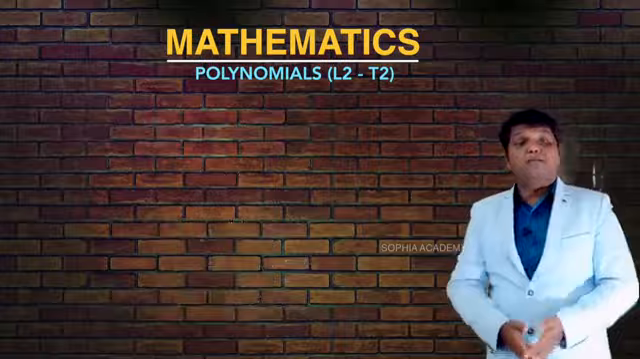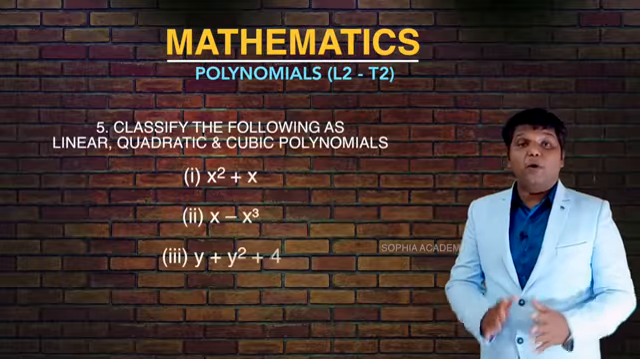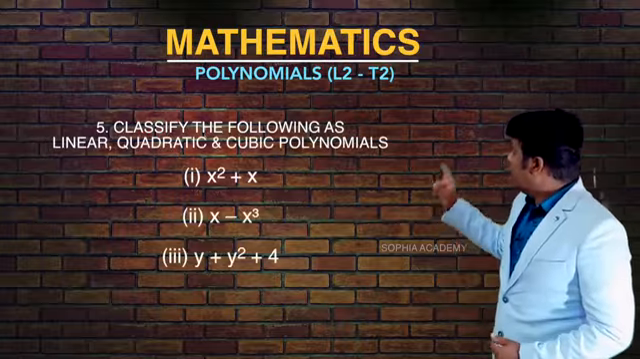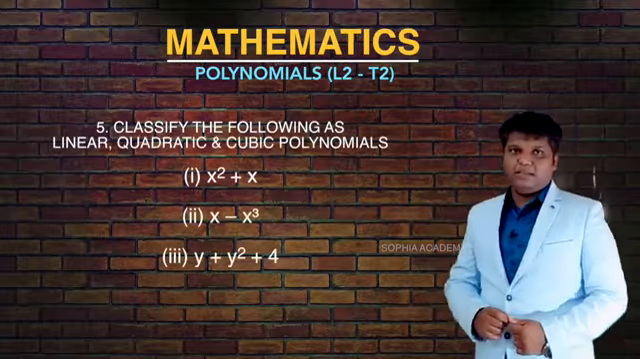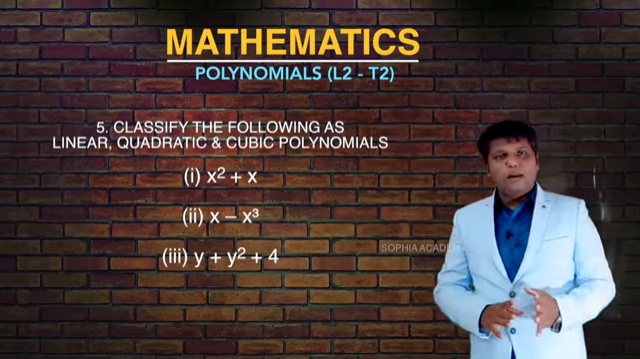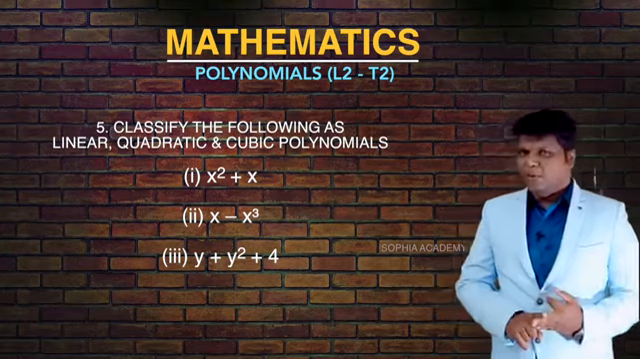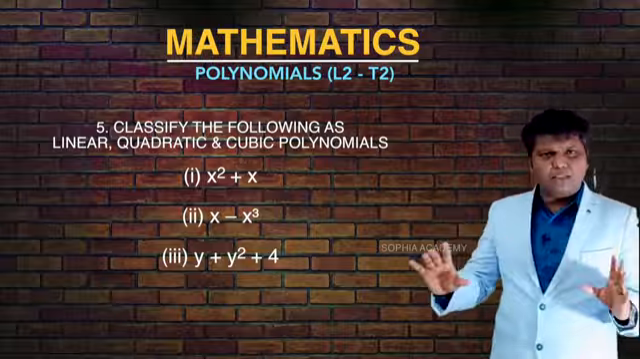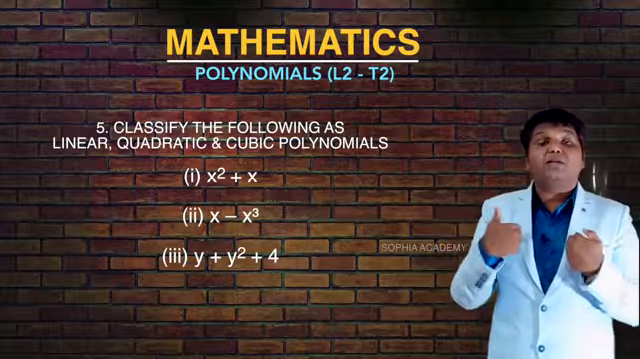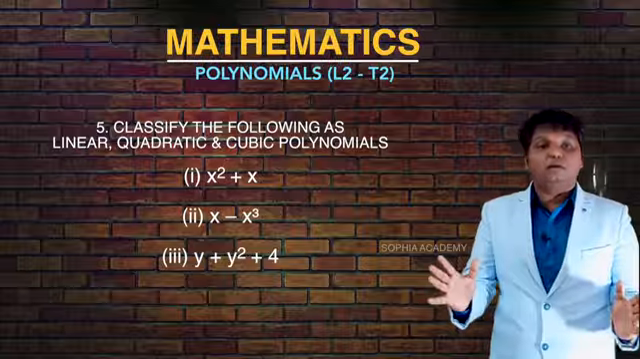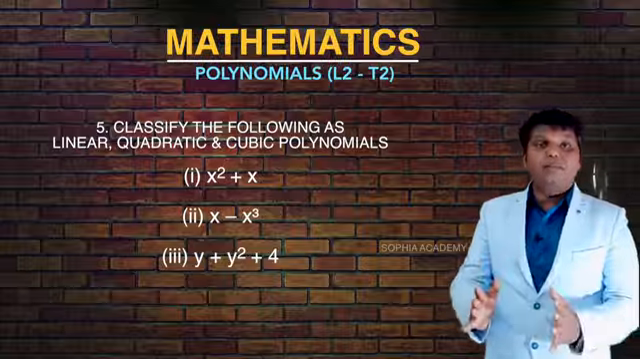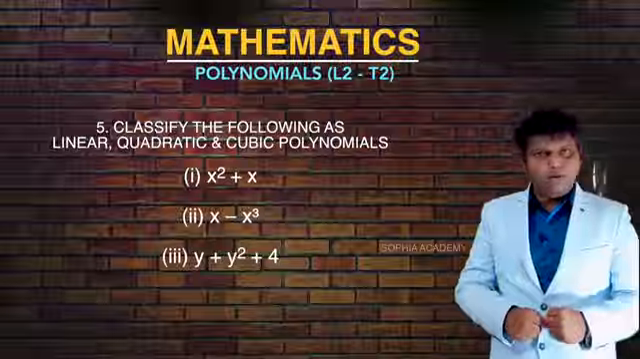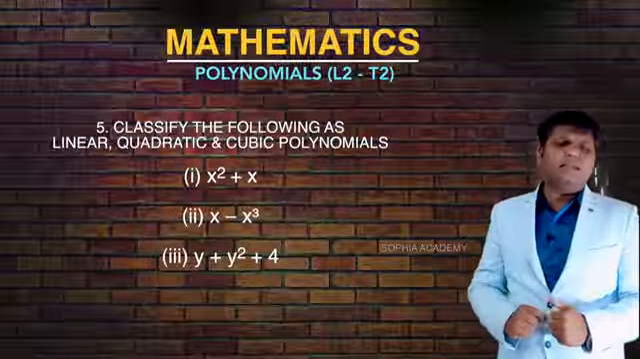Let us go to the main question number 5. Classify the following as linear, quadratic and cubic polynomials. Linear polynomial, quadratic polynomial, cubic polynomial. When you are reading the question, automatically it should come into your mind what we are going to deal with, and which tool is required to do this. You must understand that.